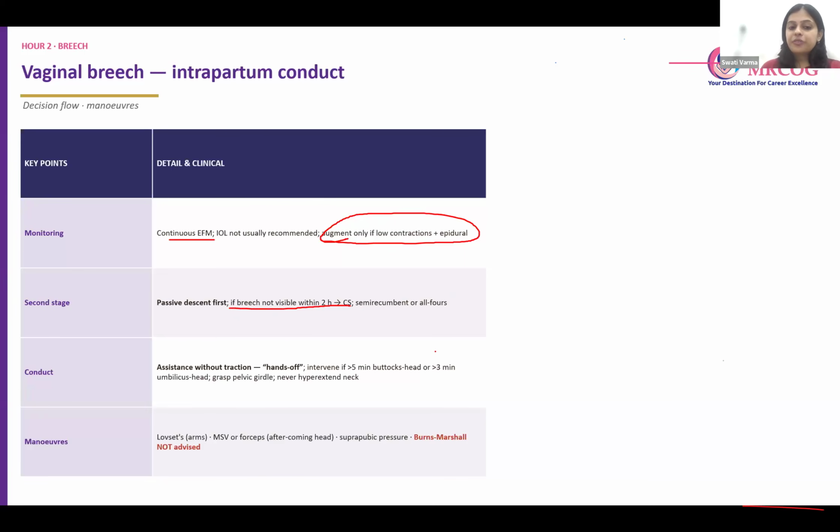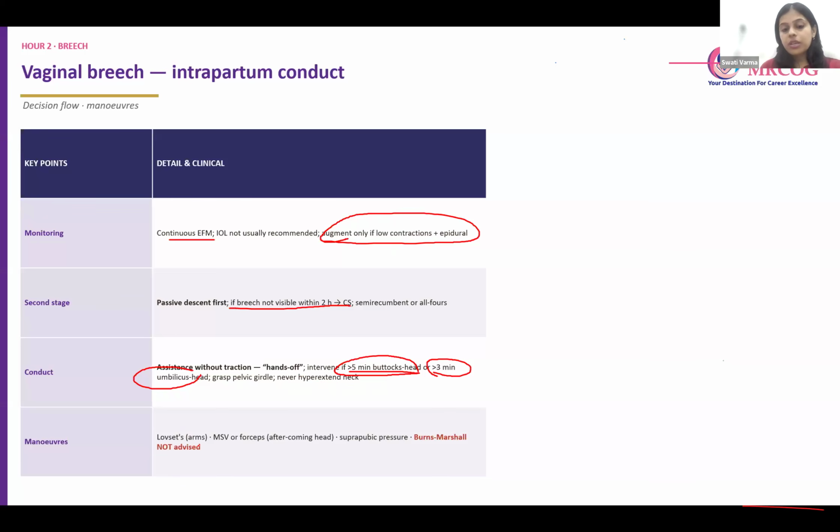Semi-recumbent or all-fours position is preferable. Conduct assistance without traction. Hands-off technique, you must have heard. This is preferable. When you have to intervene, these numbers are important: if there is more than a 5-minute buttock to head delivery interval or more than a 3-minute umbilicus to head delivery interval. In such cases, grasp the pelvic girdle, but never hyperextend the neck. Always try to deliver the breech by suprapubic flexion. Never extend.